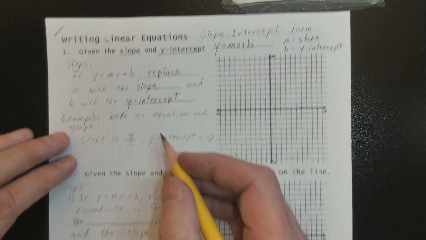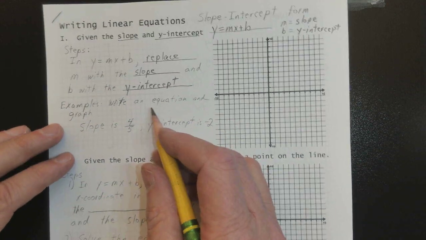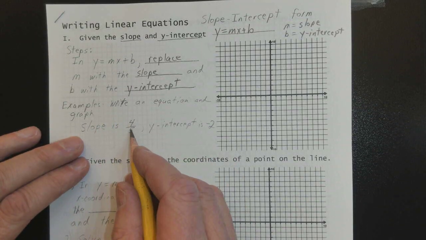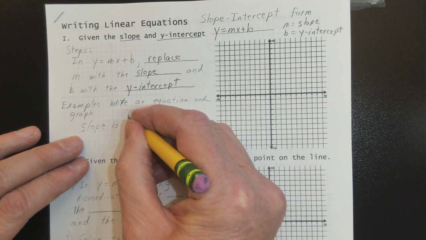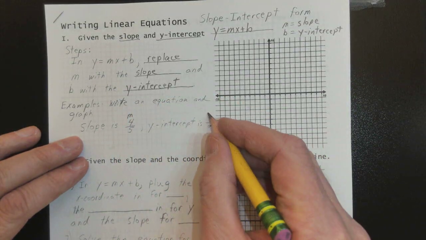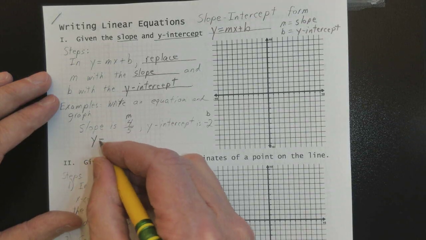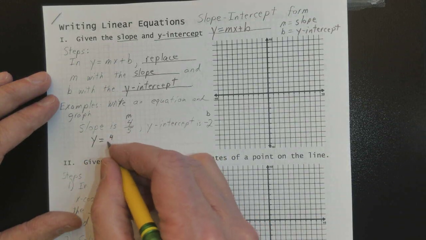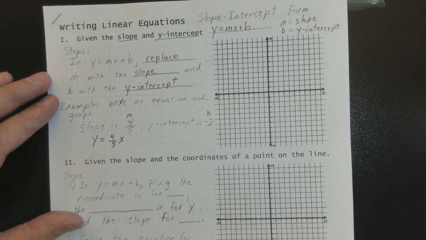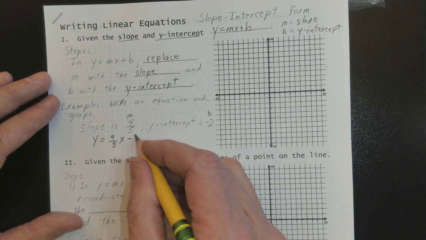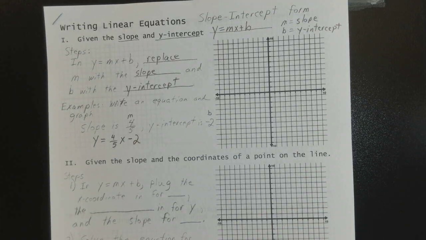So, how does that look? So let's write an equation and graph that has a slope of 4/5. So this is our m, and a y-intercept of -2. This is our b. Y stays as a variable. M is replaced with 4/5. X stays as a variable, and plus b. That is replaced with -2. So y equals 4/5 x minus 2.